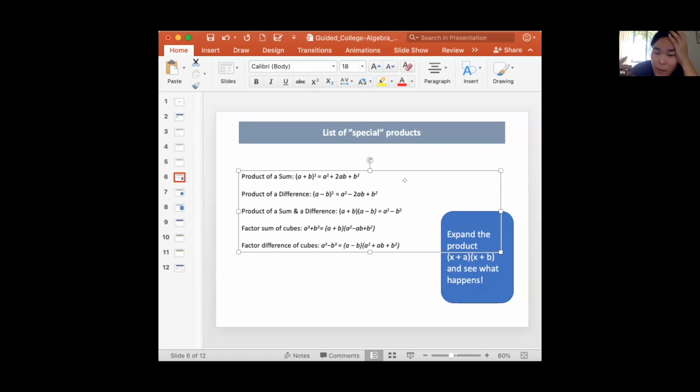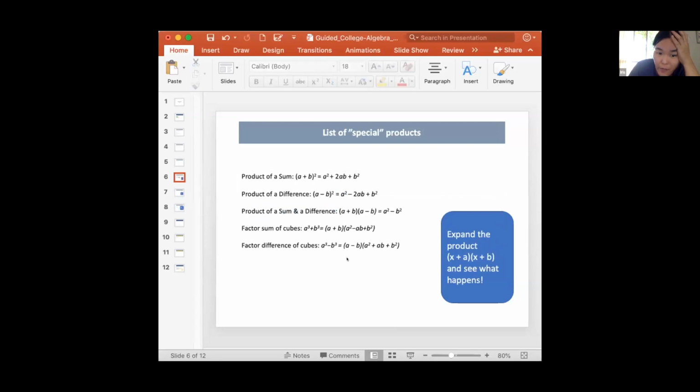So expanding is going from the left side of the equation to the right side. Factoring would be going from the right-hand side to the left-hand side. Factoring means you're going to write what you have as a product. So you have the product on this side, and the expanded version on the other side, right?